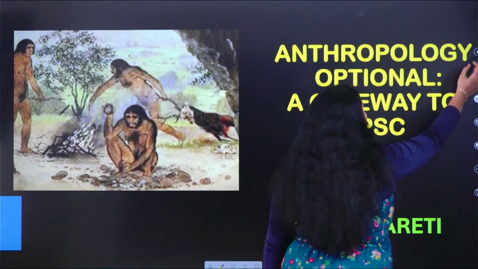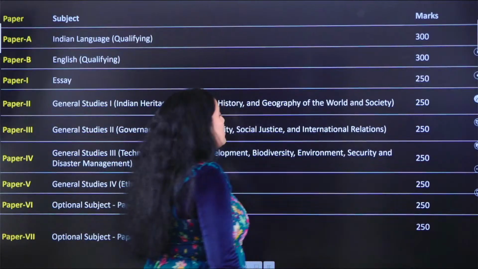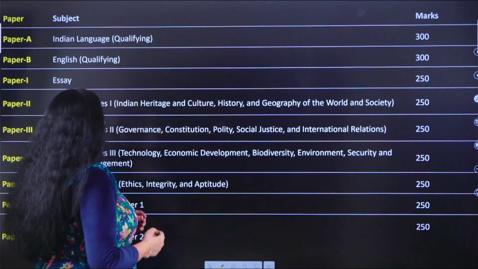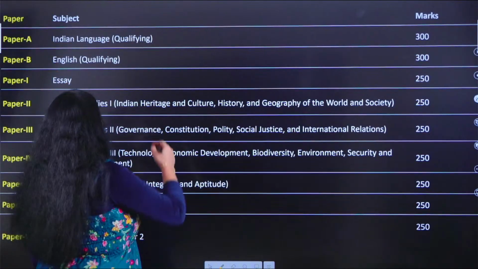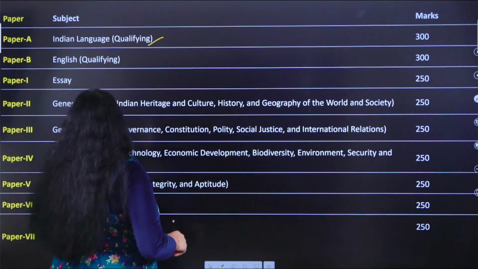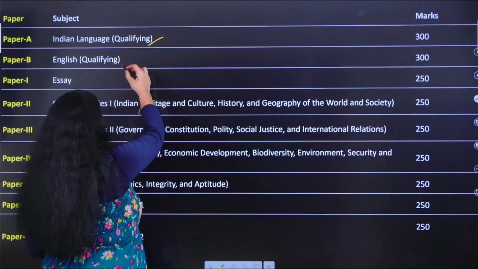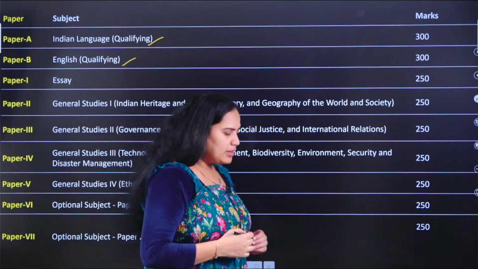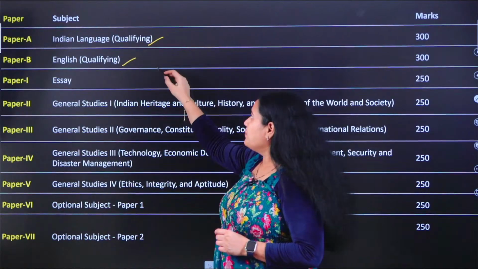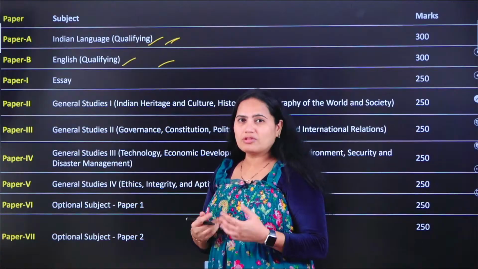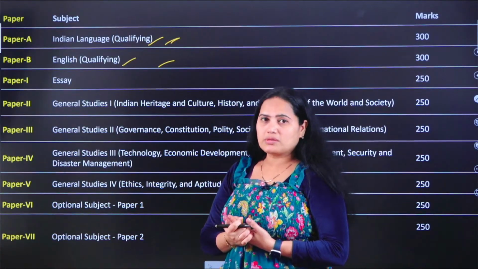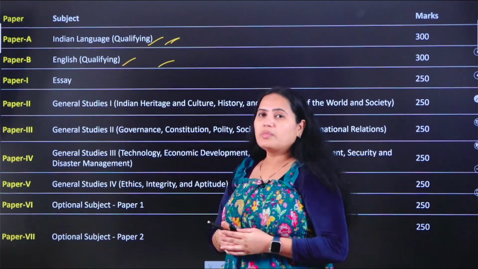Before that, let us understand the scheme of the examination. We have paper A and paper B. Paper A is an Indian language, which is qualifying, and then paper B is once again English, which is also qualifying in nature. This is compulsory, but some people who don't have a script, especially some tribes, can skip that particular paper, that is paper A.